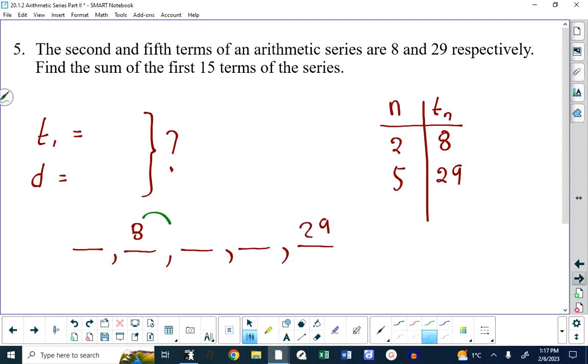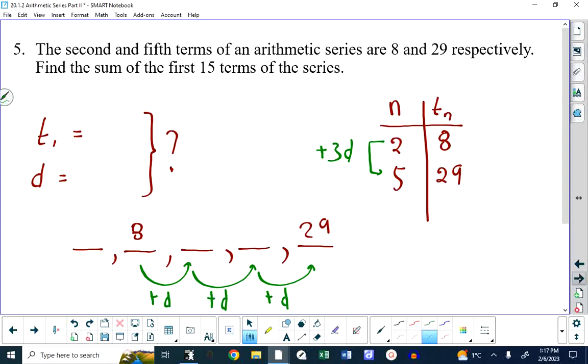Plus D, plus D, plus D, plus D. And in fact, I don't know how many of you are capable of understanding that since we're going from the second to the fifth term, we're adding 3 common differences? Okay.